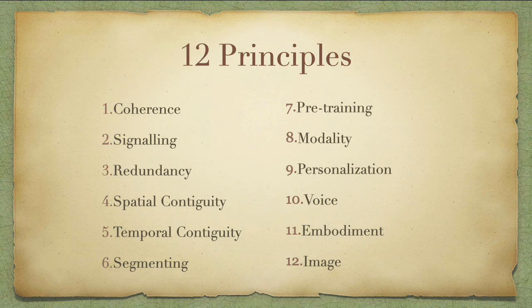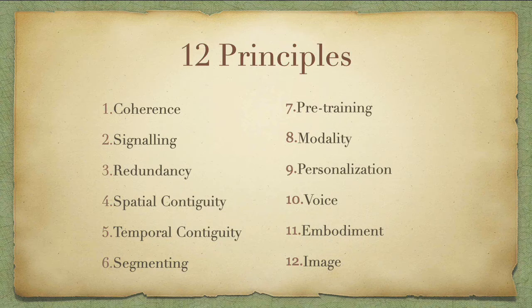8 is modality. People learn better from graphics and narration than from animation and on-screen text. Pictures and printed words can overload the visual system, but operating on verbal and visual channels simultaneously can lower this burden. 9 is personalization. People learn better from multimedia lessons where words are in conversational style rather than formal style.